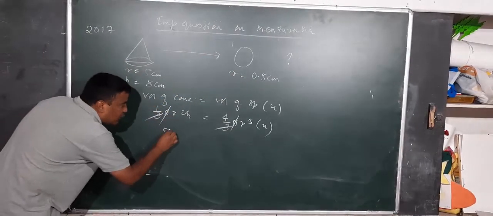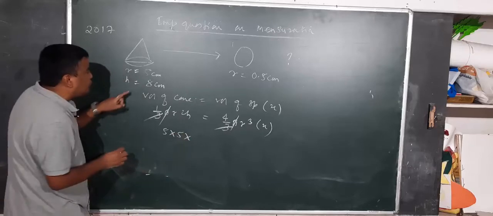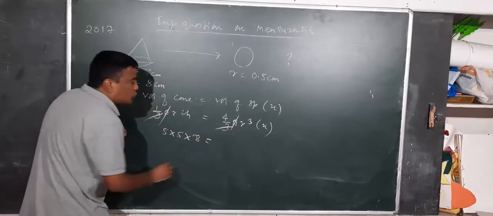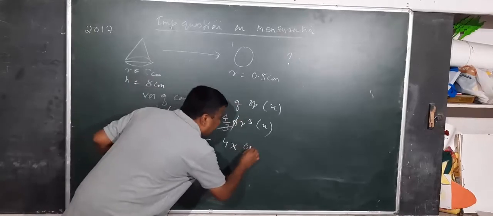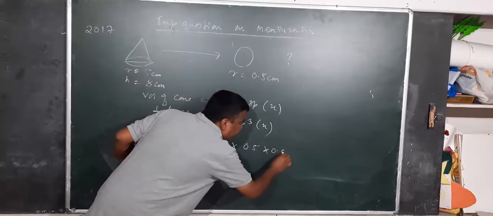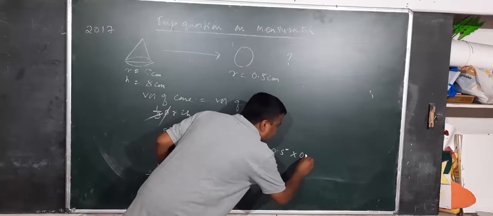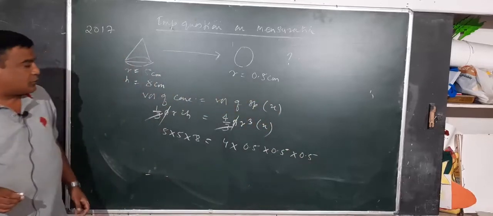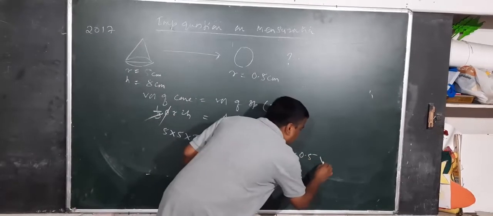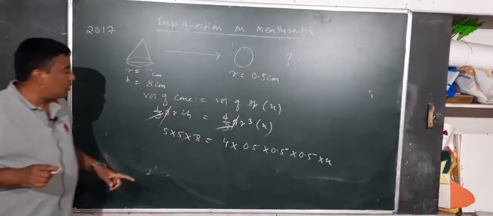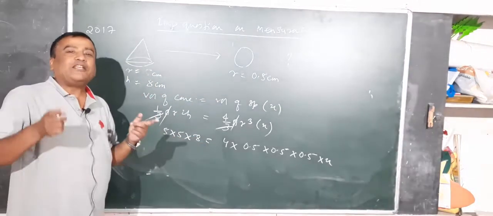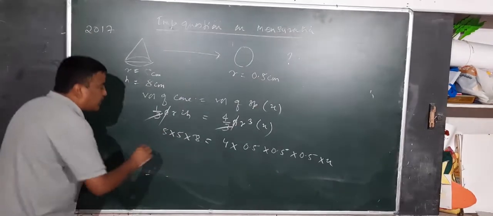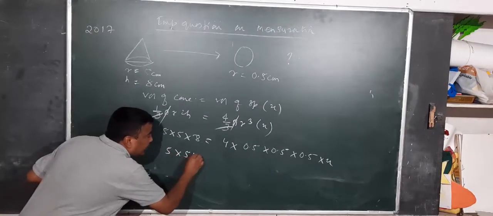So radius of cone is 5 into height 8 equals 4 into r, here r is 0.5, three times: 0.5 into 0.5 into 0.5 into x. Now if you multiply this, your number will be huge, so no need to multiply, it will be difficult in calculation.